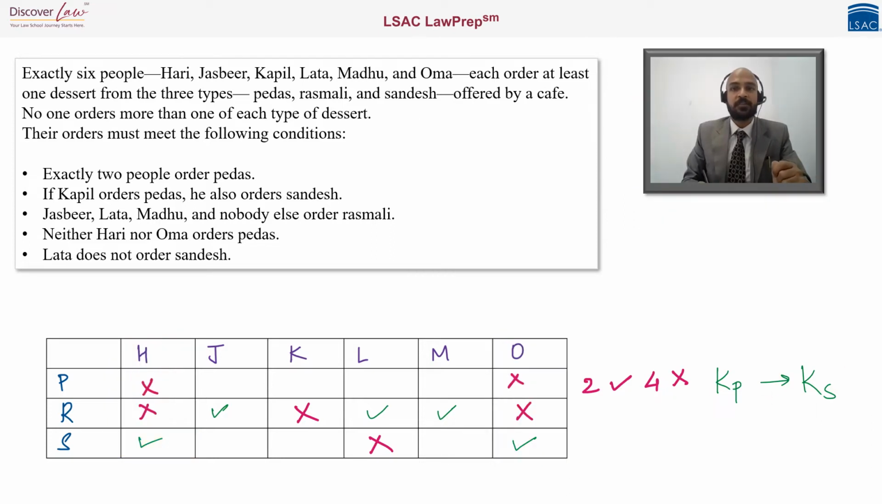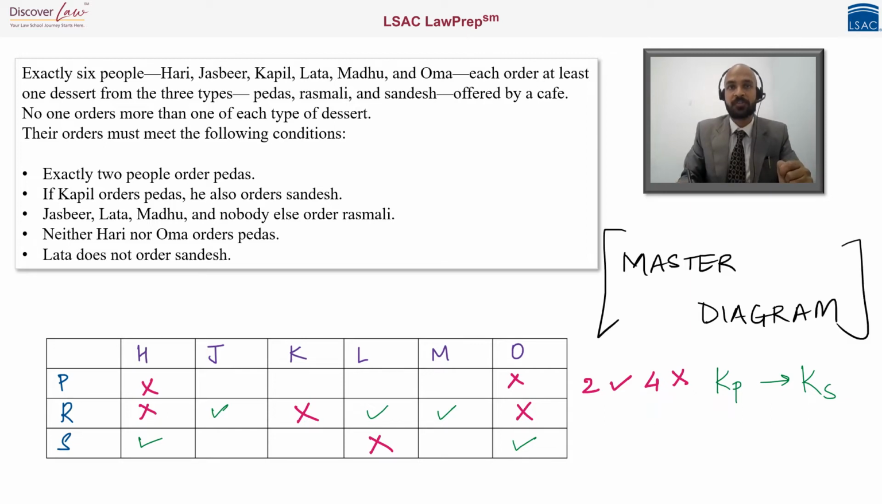Right, now that we've entered the data that was first given to us as well as what we derived, we now have with us the master diagram. It's a very important step for you to give yourself the master diagram that you can use across all of the questions now. Let us go ahead and look at the questions one by one.